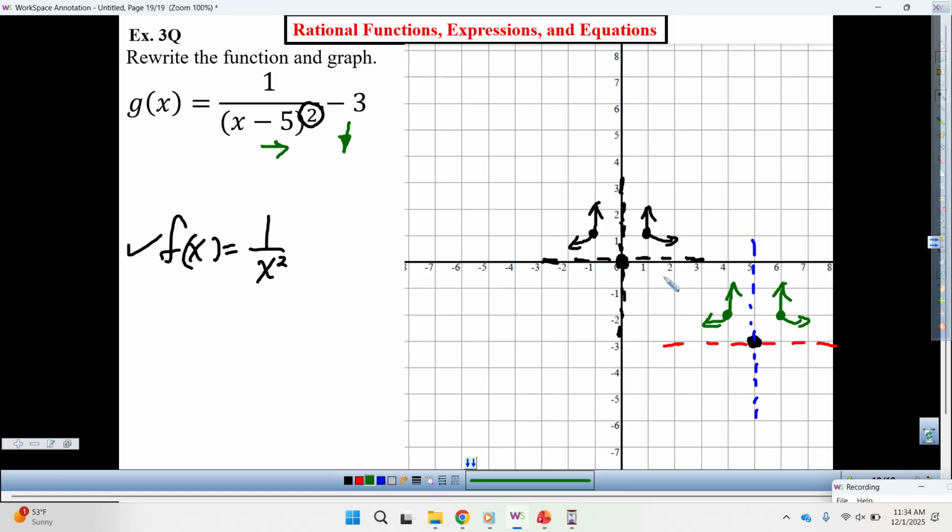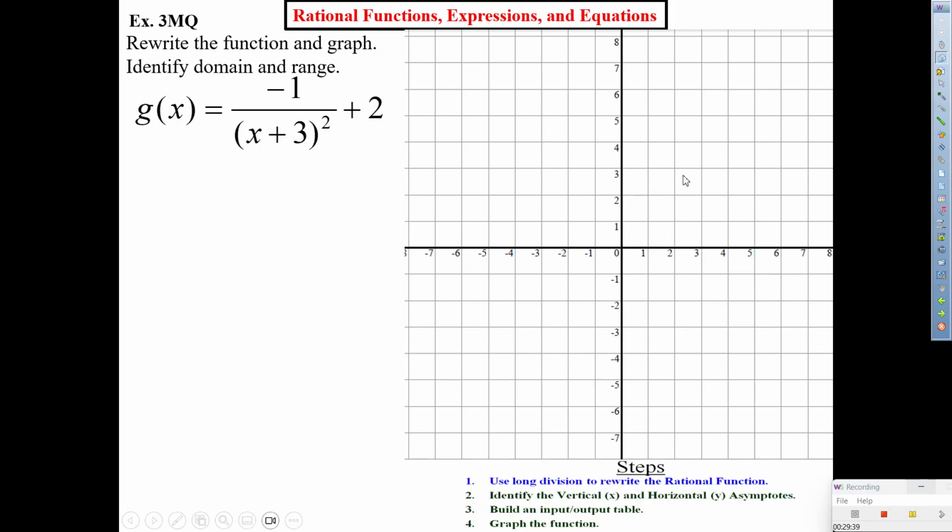So what's the only difference from what we were doing before? Well, now that we have a square, the graph, we have a point above and the other point above, and we move the whole thing to whatever the transformation. Let me send you the screen so you can send me your graph. Next, copy this one, example 3 mega Q. And it reads g of x equals negative 1 over x plus 3 squared plus 2.